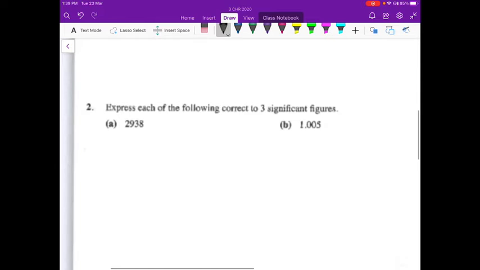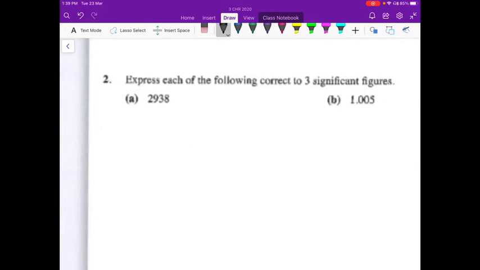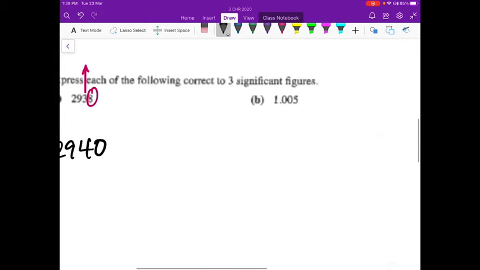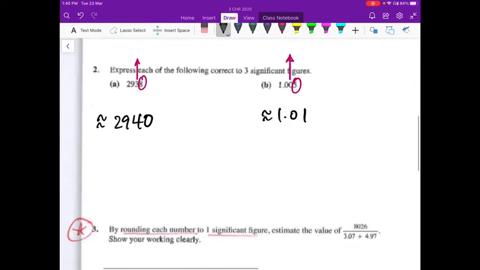Okay, now 3SF. 2942. If you want 3SF, you circle the 4th SF. Then you check, okay, what I've circled is more than 4. It is a 5, 6, 7, 8, 9. Draw an up arrow in the number before that. Next, circle the 4th SF. Up arrow. Okay? Simple.